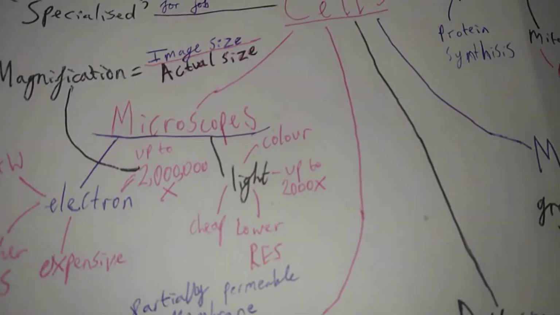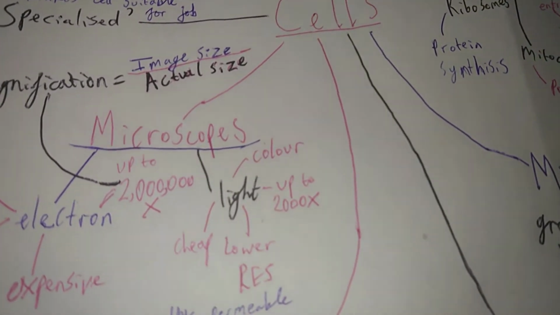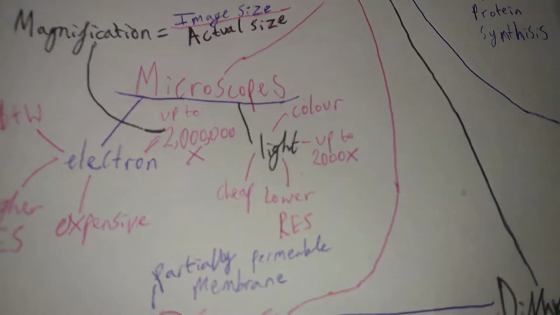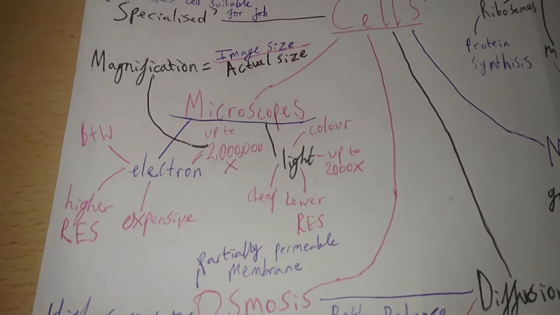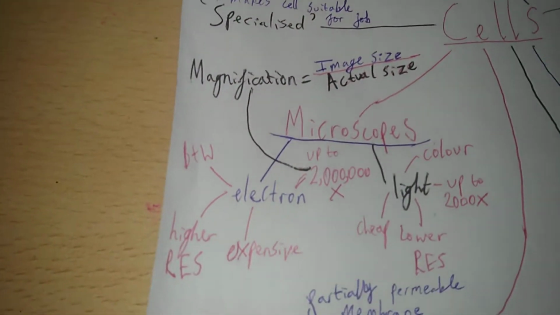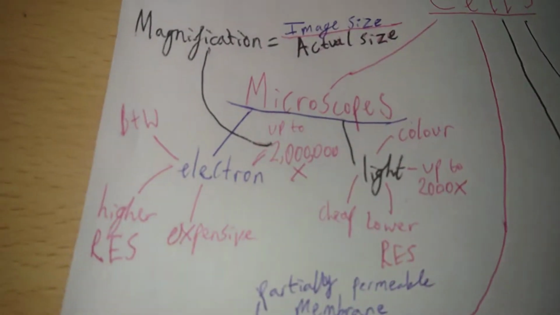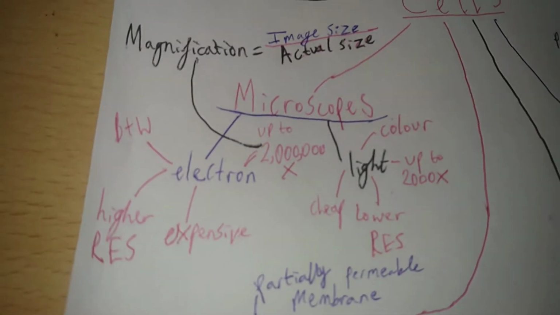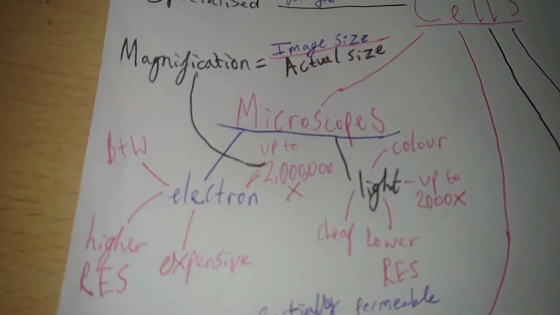So there's a light microscope, which is in colour. It has up to 2,000 times magnification. It is cheap, but it has a lower resolution, which does make sense. I mean, the cheaper things are, the worse they are, or at least that's how it's meant to work. The electron microscope goes up to 2 million times magnification. It's in black and white. It has a higher resolution, and it's a lot more expensive, which does sort of make sense.